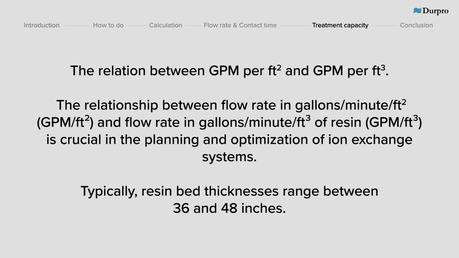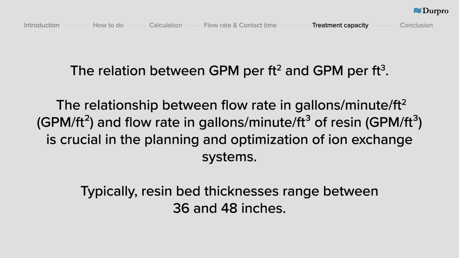The relationship between GPM per square foot and GPM per cubic foot. The relationship between flow rate in gallons per minute per square foot and flow rate in gallons per minute per cubic foot of resin is crucial in the planning and optimization of ion exchange systems. In addition to the characteristics mentioned earlier, it is crucial to consider this relationship to avoid issues such as resin breakage. Indeed, when the resin bed is too thick or if the pressure difference increases significantly, resin beads can crack.